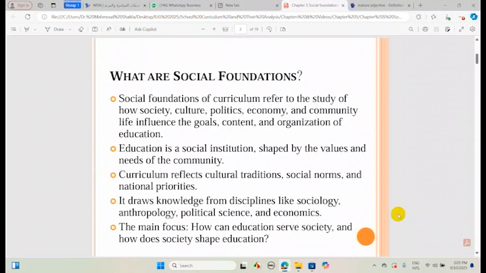Social foundations of curriculum refer to the study of how society, culture, politics, economy, and community life influence the goals, content, and organization of education. So it has a direct relation with the community, with the society. Education is a social institution shaped by the values and needs of the community. So in this case, curriculum reflects cultural traditions, social norms, and national priorities.